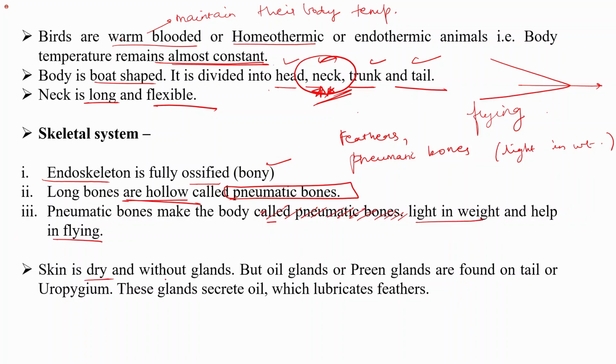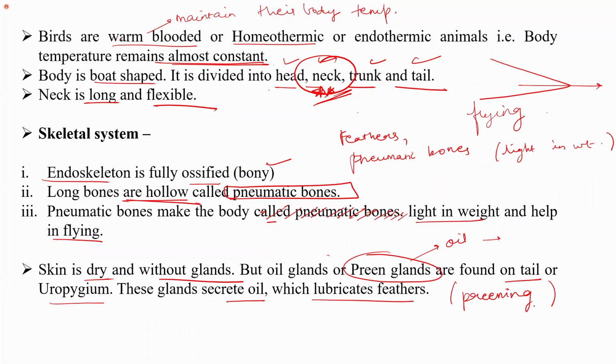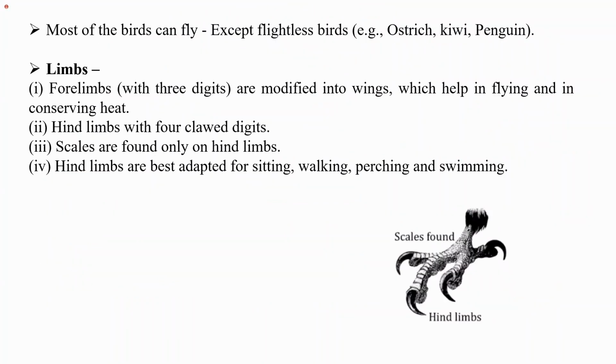Skin is dry and without glands, but oil glands are present. These are known as the preen glands. These secrete oil, and they are found on the tail or on the uropygium. These glands secrete the oil that lubricates the feathers, and the process is known as preening. So lubrication of feathers helps the bird in avoiding friction, and the oil glands or preen glands secrete the oil that helps in the lubrication.